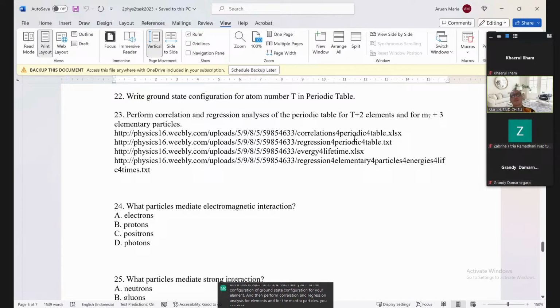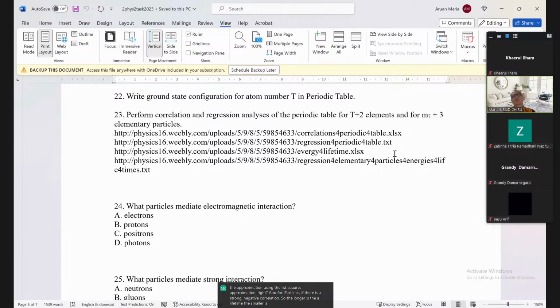You see that here the atomic weight and density correlate pretty strongly, and there is a relationship if you use the approximation, using the least squares approximation, right? And for particles, there is a strong negative correlation. So the longer is the lifetime, the smaller is the mass of the particle. Just like people, usually if they're very massive, they live less than people with smaller mass usually.